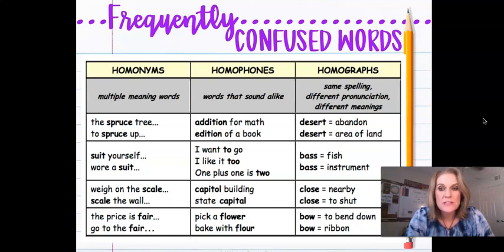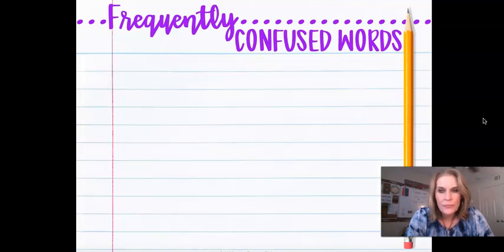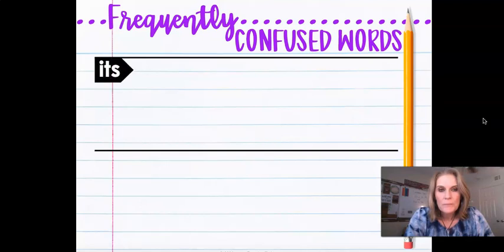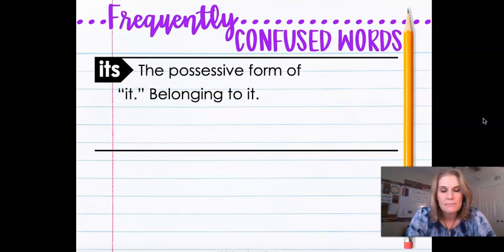Now today's focus is going to be on the homophones, it's and its, and then and than. Make sure you're pausing when you need to. Take notes. Here we go. Let's first start talking about its. I-T-S. It is the possessive form of the word it, belonging to it.